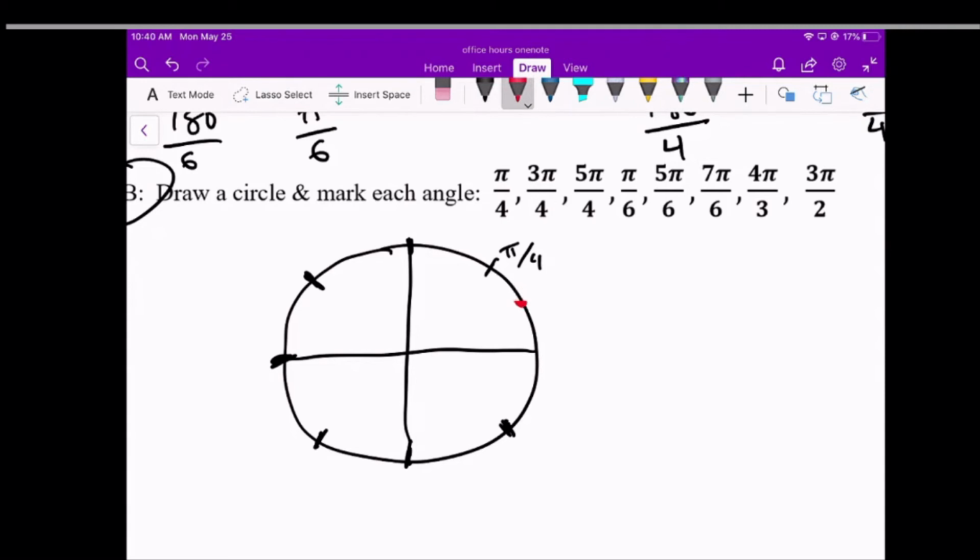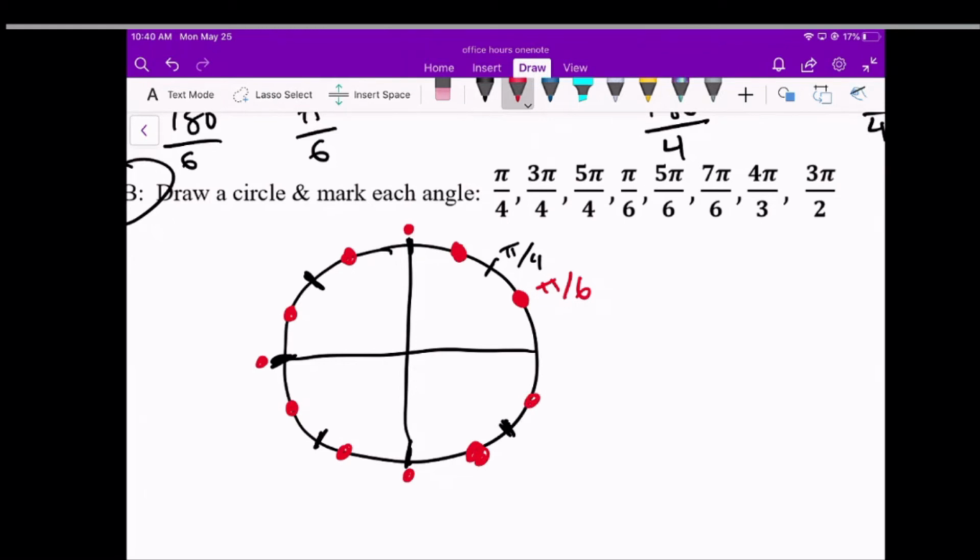Pi over 3, a 30-degree type is, or I'm sorry, pi over 6, 30-degree type is right here. And there's another one over there. So 1 pi over 6, 2 pi over 6. This counts for both again at the top. This is 3 pi over 6. It's also 2 pi over 4. Boom, boom. So the red ones are my pi over 6 or 30-degree types.